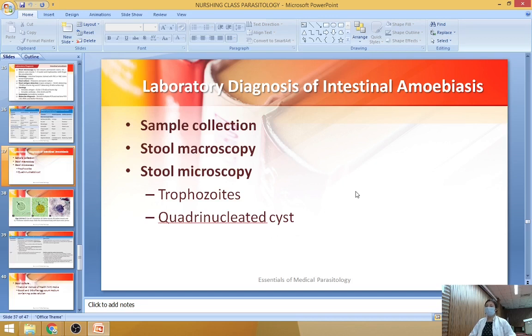Then stool examination, which we can see with our naked eye, is the macroscopic picture. Suppose whether it is offensive in color, whether it is offensive in smell, and whether there is any blood or not, that is the macroscopic picture. The stool microscopy means we have to see it with our own microscope. Trophozoite, quadrinucleated cyst. Quadrinucleated cyst means the cyst which is composed of four nuclei.